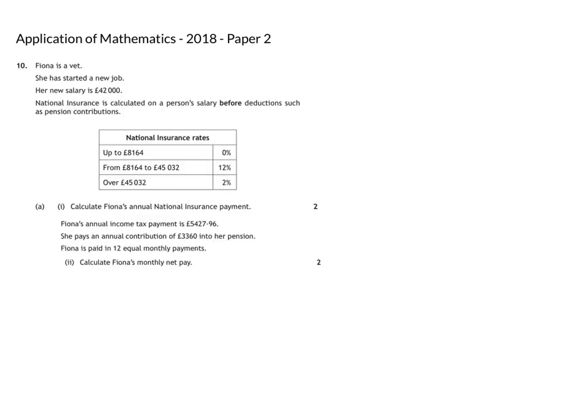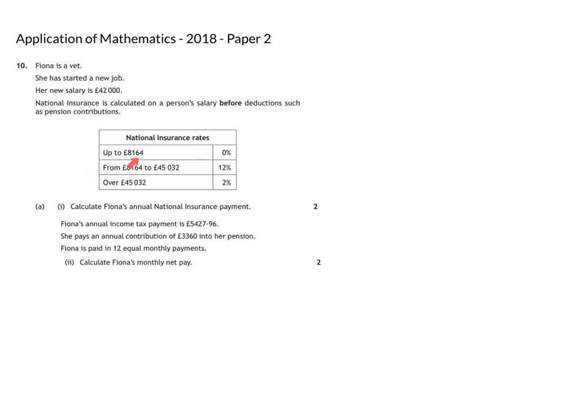Okay, so Fiona is a vet. She started a new job. Her new salary is £42,000. National insurance is calculated on a person's salary before deductions such as pension contributions. For part 1, we have to calculate her annual national insurance payment. So we have to work out how much of her money is where. So our £42,000, looking at these, is in this bracket here, which is nice.